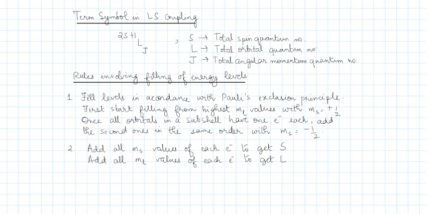Once all the orbitals in a subshell have one electron each, then the remaining ones are added in the same order, that is starting with highest ML value state. But here you fill them with downspin electron, which has MS of minus half. Where I would like to highlight that ML is the magnetic orbital quantum number and MS is the magnetic spin quantum number.